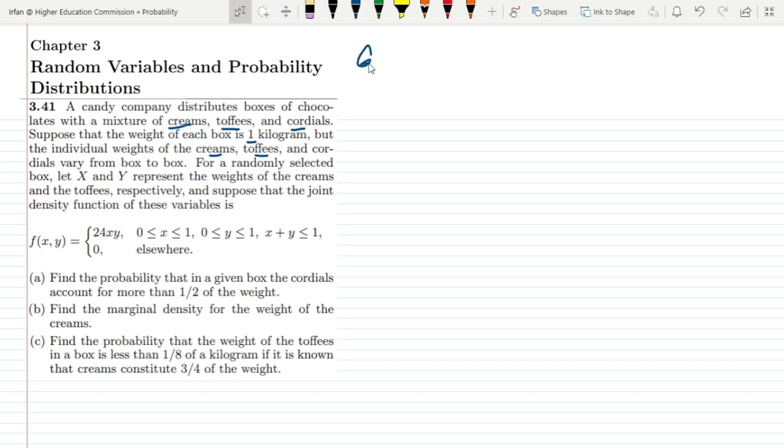Okay, so let me first write the given data. We can write here that the weight of each box is 1 kilogram, that is understood, and also the creams and toffees have been represented with X and Y. So creams' weights are represented with X and weights of toffees are represented with Y. These are the two given things, and also the total weight, which includes creams, toffees and cordials, is composed of one box which is 1 kg.